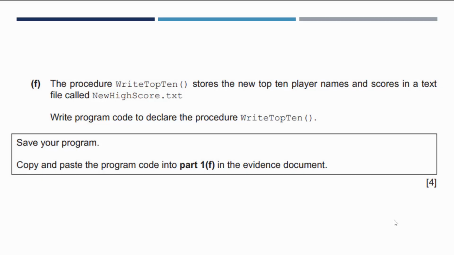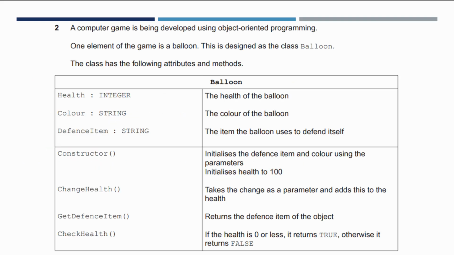And notice for part F, the part we just wrote, all we have to do is write program code to declare the procedure write top 10. We did not actually need to write it in submain and run our program. So we just had to paste that one section or that one procedure into our text document. Now, if you wanted to run it to make sure it works, you definitely can do that. Let's take a look at number 2 though.